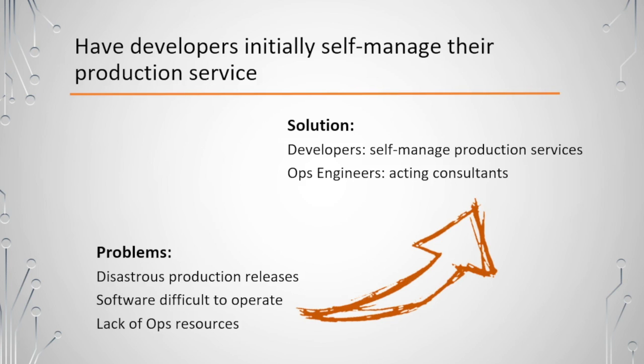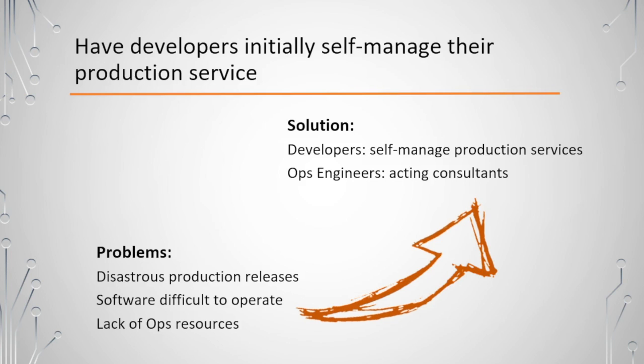Google's solution to this was to have developers self-manage their services in production for a period of time before handing them off to be managed by a centralized ops group. Having developers take on this responsibility initially helps to stabilize these services before ops engineers take over that responsibility. This makes the transition much smoother. Having ops engineers act as consultants throughout this process will help the product teams make their services production ready.